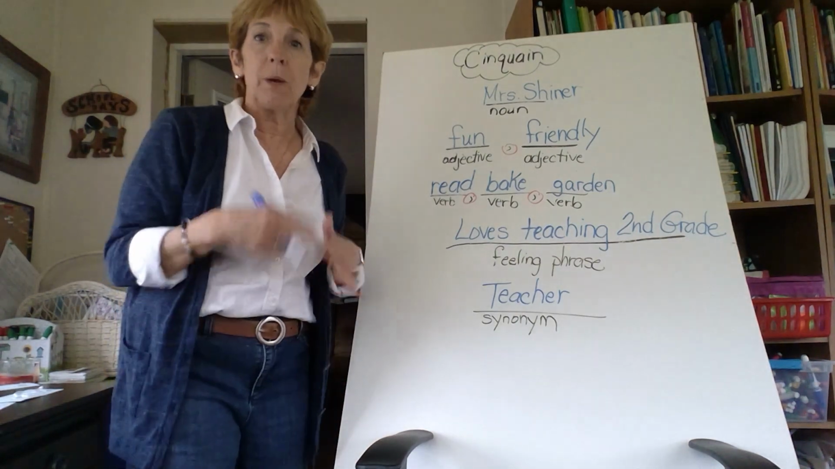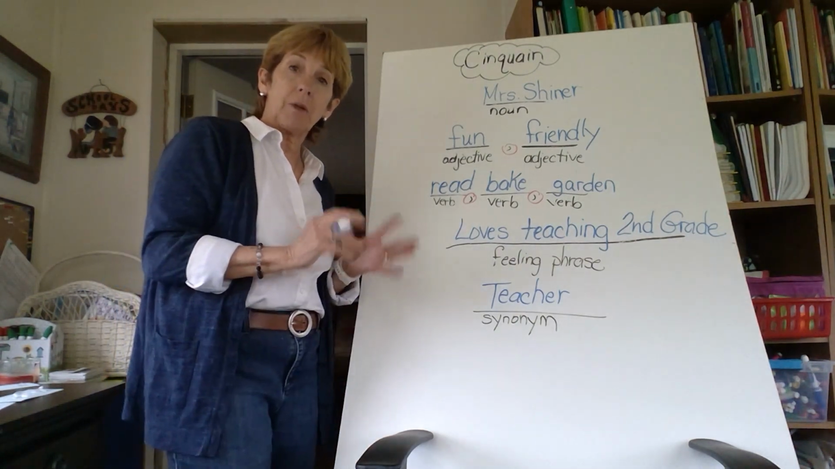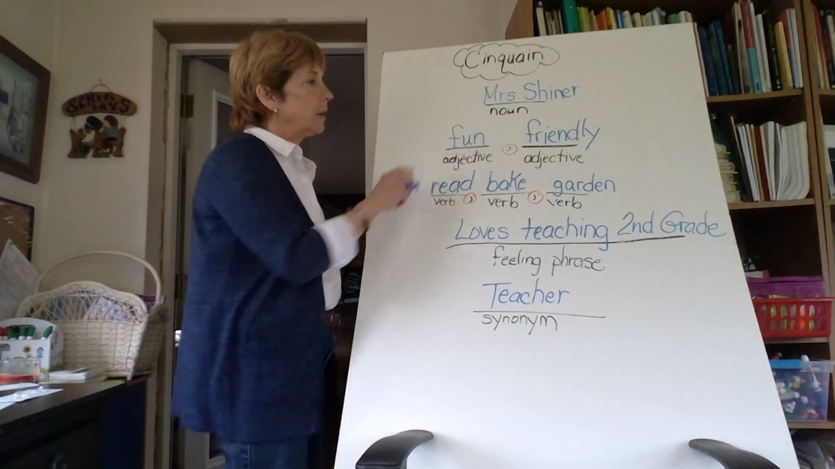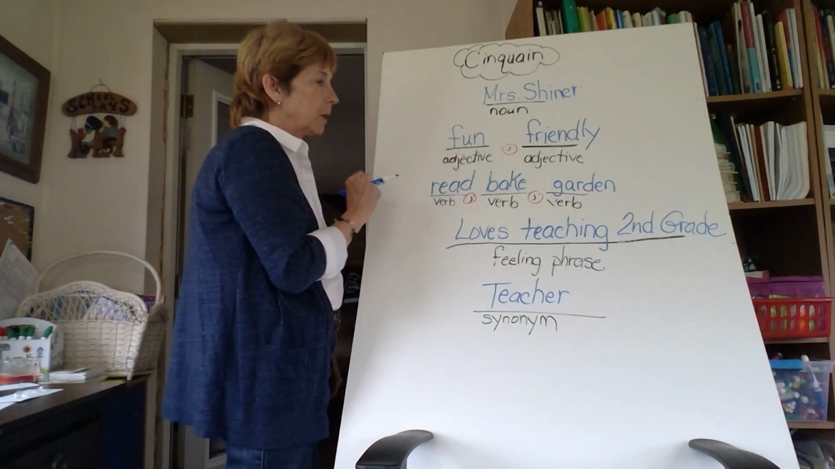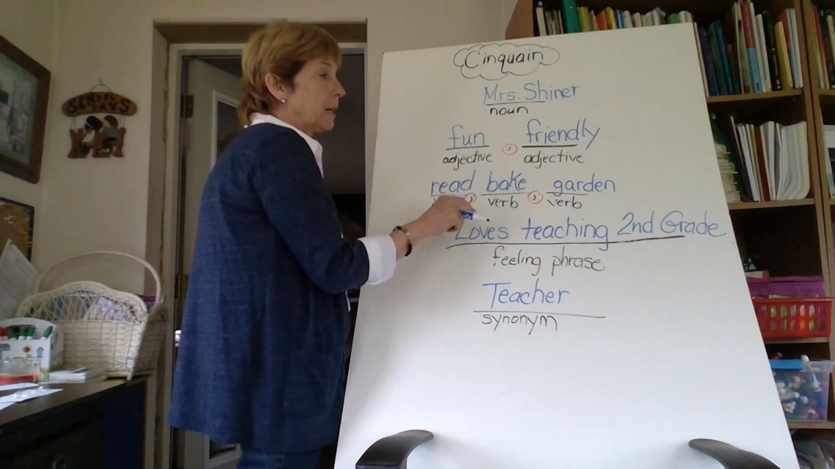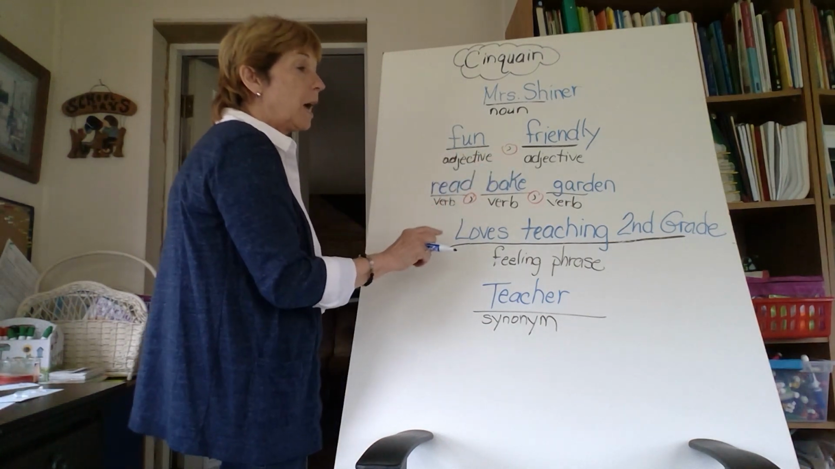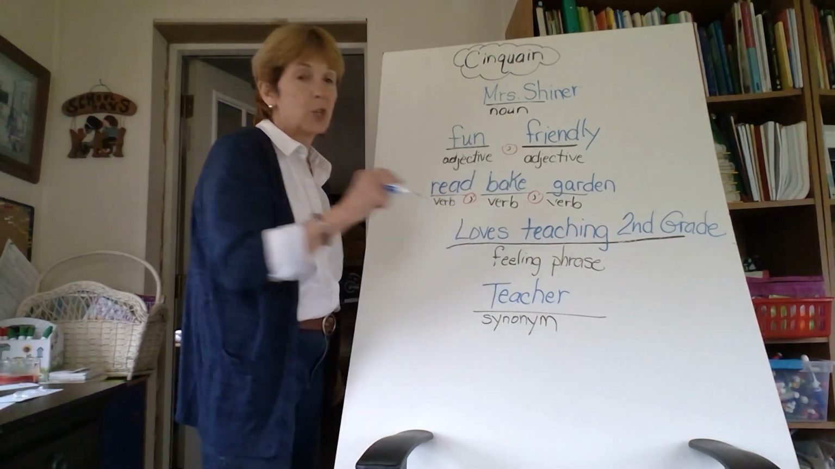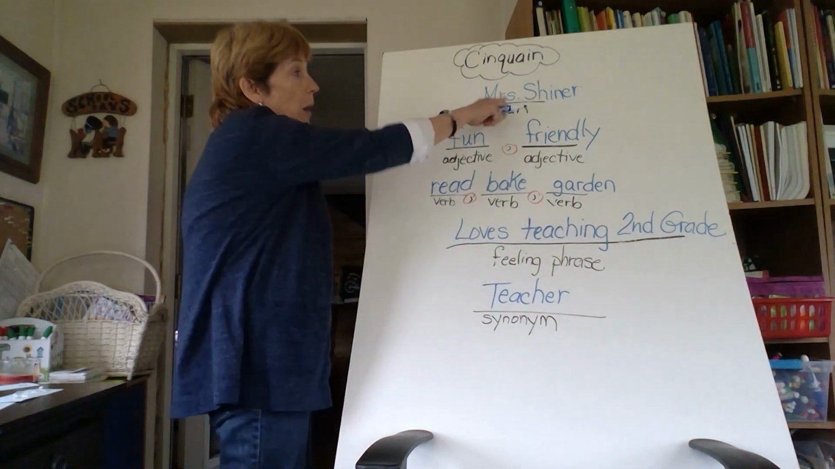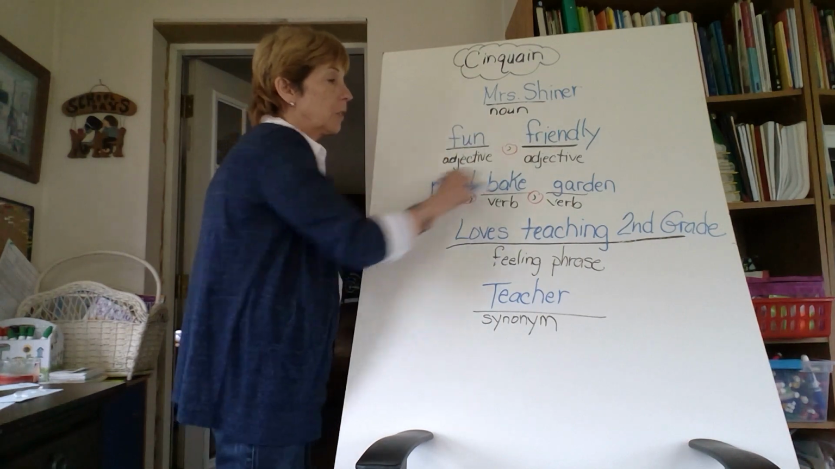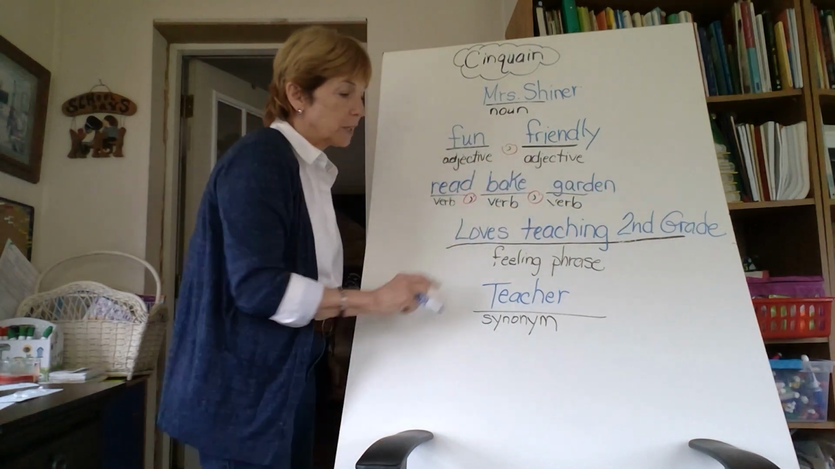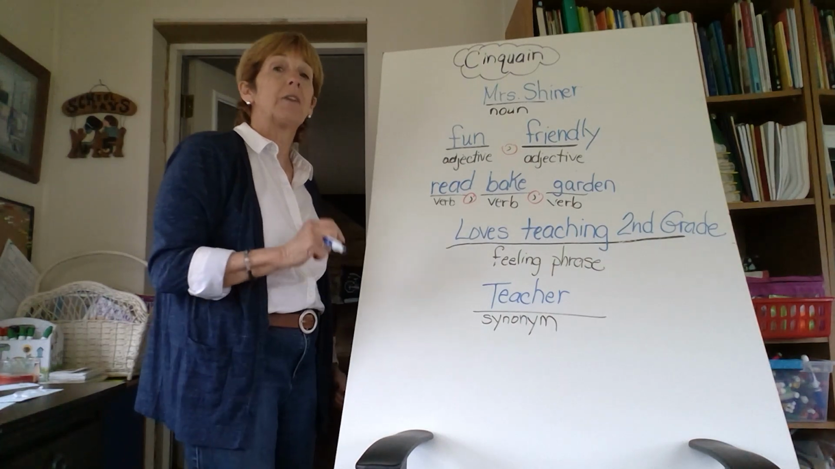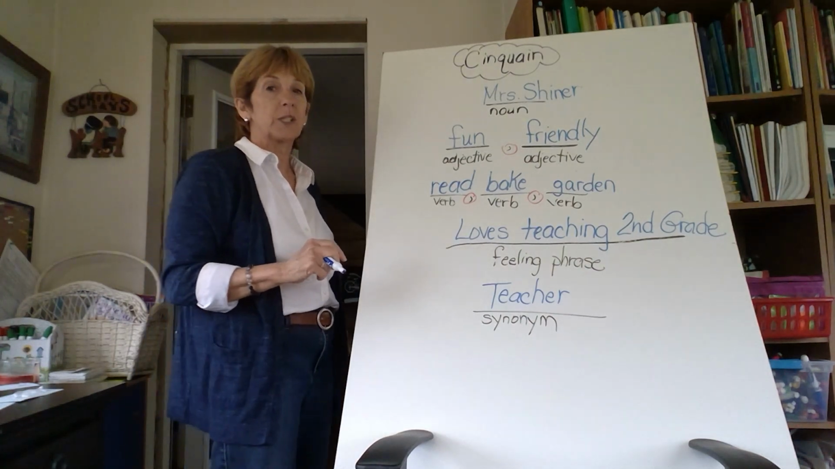So let's read it. Remember, we're going to pause at the commas, and let's see how it sounds. Mrs. Shiner, fun, friendly. Read, bake, garden. Loves teaching second grade. Teacher. So 1 word, 2 words, 3 words, 4 words, 1 word. And remember, it's called a cinquain, 5 lines. Only 11 words in this.